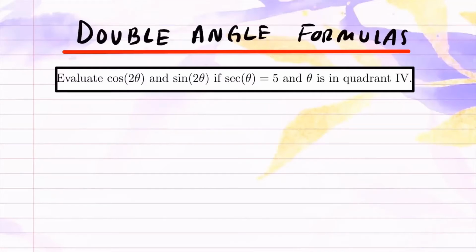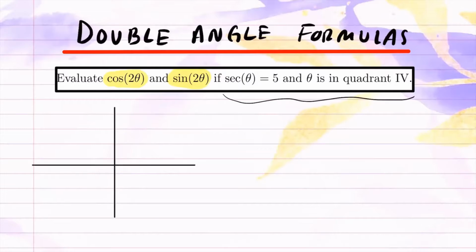In this video, we're going to evaluate the following: cosine 2 theta and sine 2 theta based on the given information. So this involves double angle. So let's go ahead and use this information right here to draw a right triangle. So we know we're going to be drawing a right triangle on one of the quadrants.